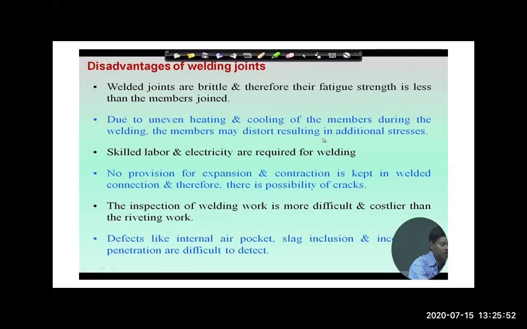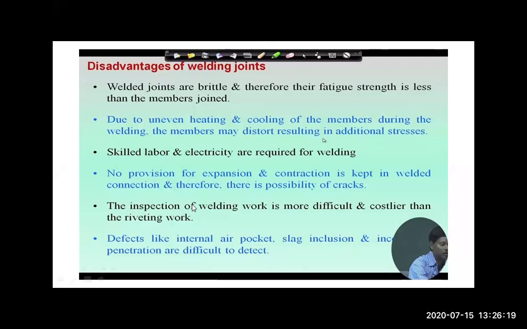The joint is rigid, that is good, but if there is temperature variation, at that time there is no provision for expansion and contraction. Due to that, cracks may develop in the welded joints. That is a disadvantage of the welded joint.